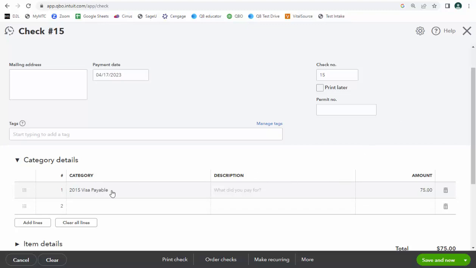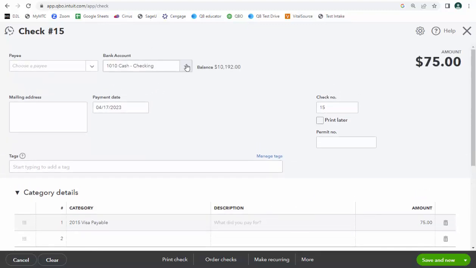It will be debiting Visa payable, which makes my credit card liability go down, and then it's going to be crediting my checking account. So you can either do it under check or you can do it under pay down credit card. I think the pay down credit card approach is probably a little bit simpler. That would get my vote.